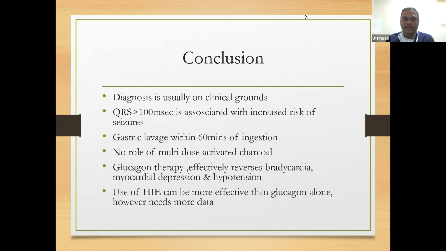Glucagon therapy effectively reverses bradycardia, myocardial depression, and hypotension. Use of high dose insulin euglycemia can be more effective than glucagon alone, however, needs more data.